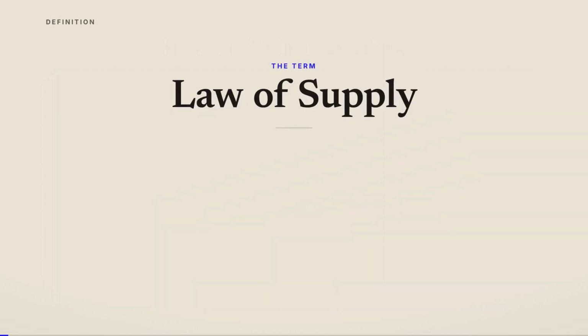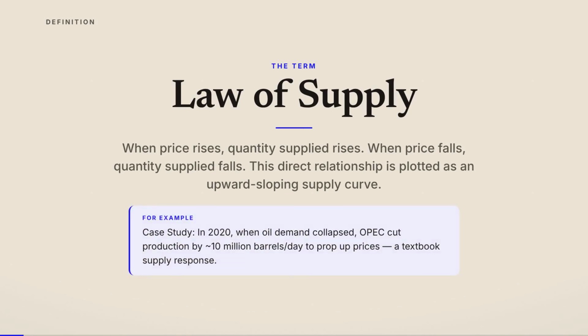Now let's flip to the other side of the market, supply. The law of supply says that when the market price of a good rises, producers are willing to supply more of it. And when the price falls, they supply less. This is a direct positive relationship. Higher price, higher quantity supplied. Let's look at a classic real-world example, the global oil market. When the price of crude oil is high, oil companies invest in expensive drilling operations.